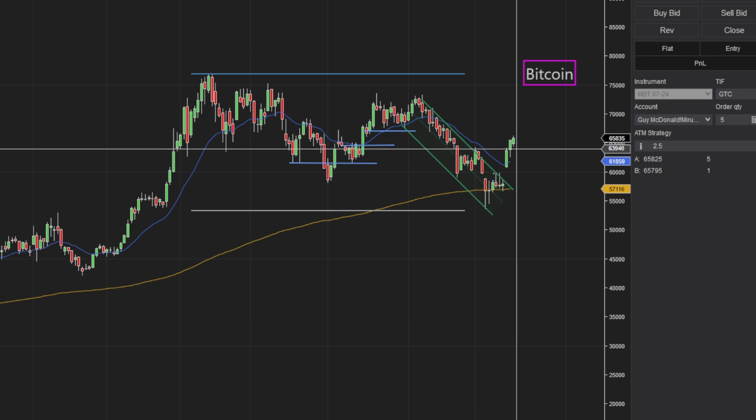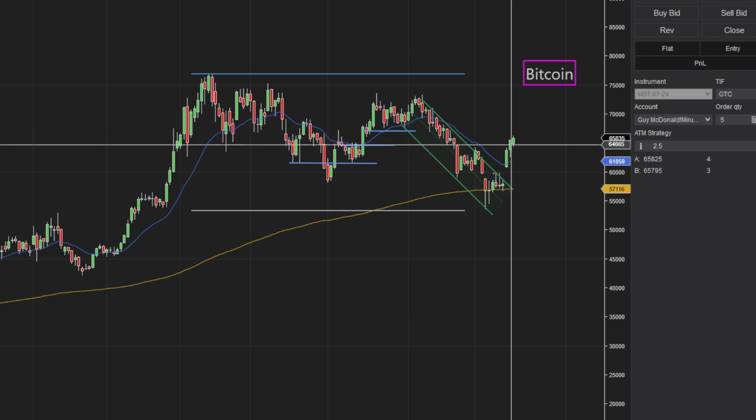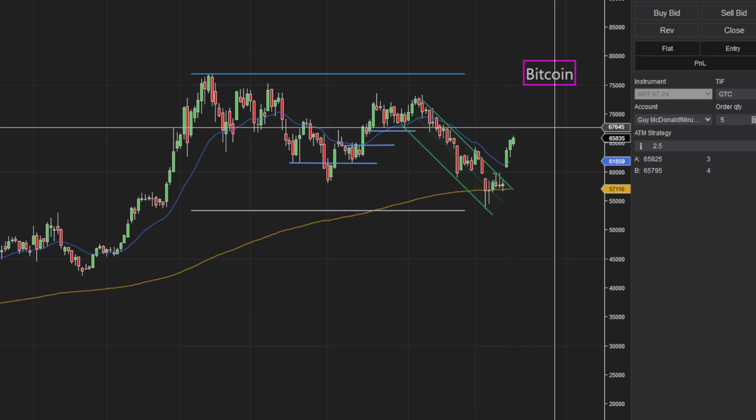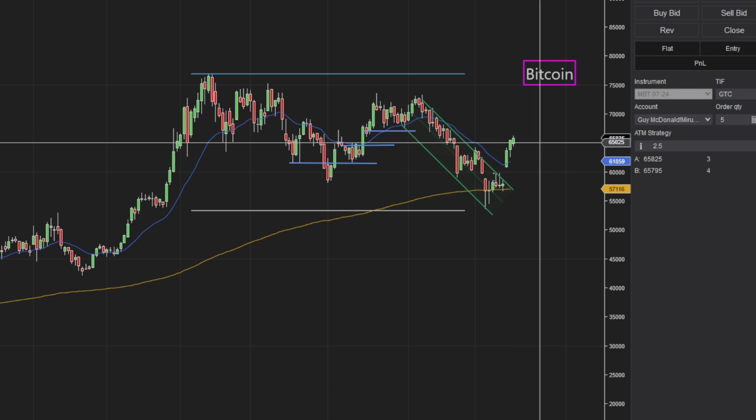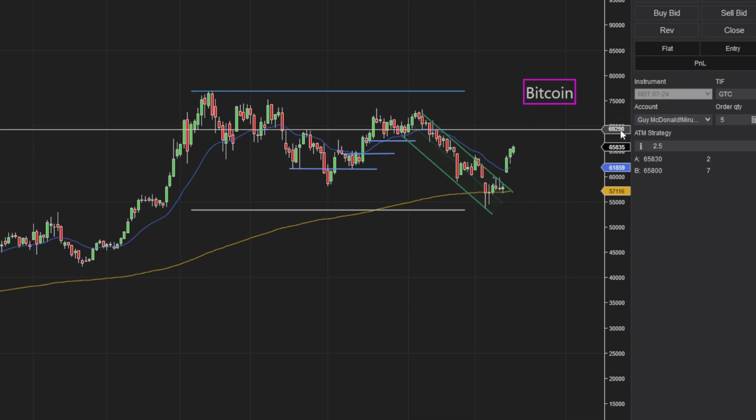It looks like there's going to be at least more buying after this. So even if there's a pullback, I would expect at least a little more buying to happen out of that.